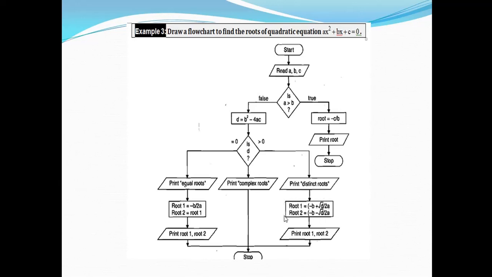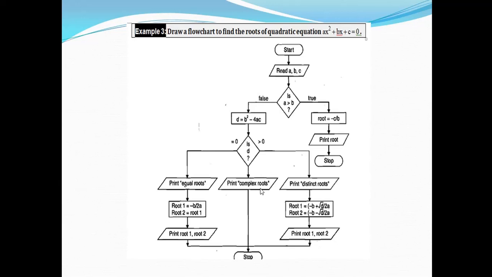Actually, in mathematical terms, we represent it as minus b plus or minus. With plus, one root is there; with minus, another root is there. These are the two roots. So when the d value is greater than 0, at the end we have to print the distinct roots, and for equal roots we print the equal roots.